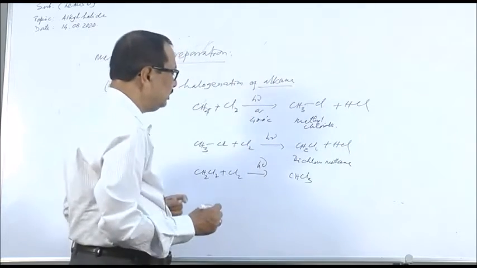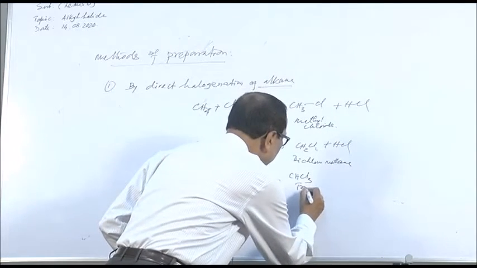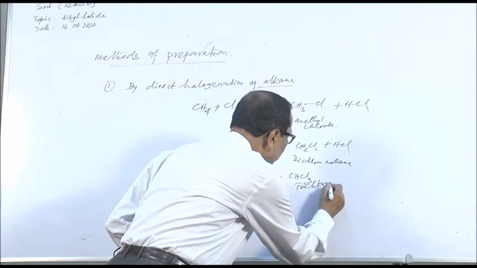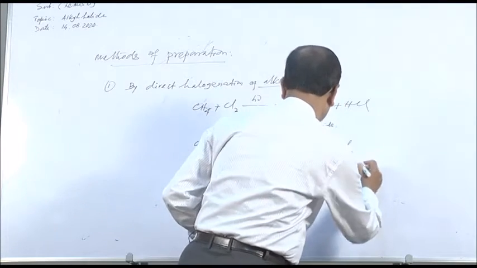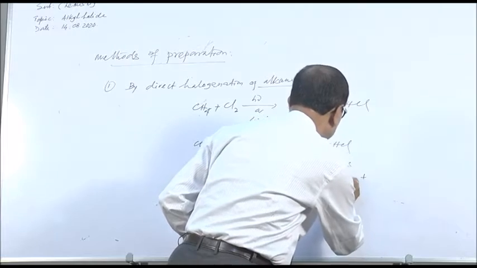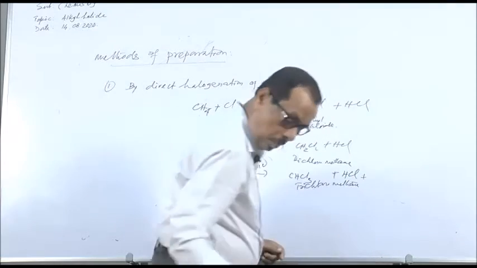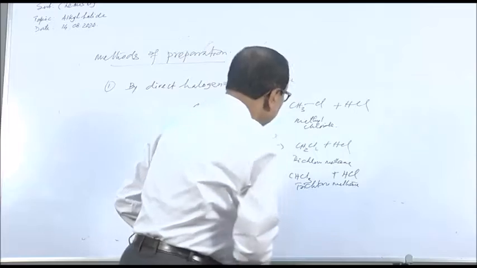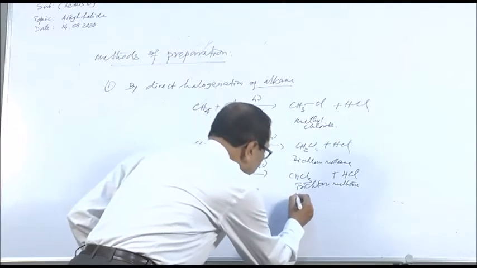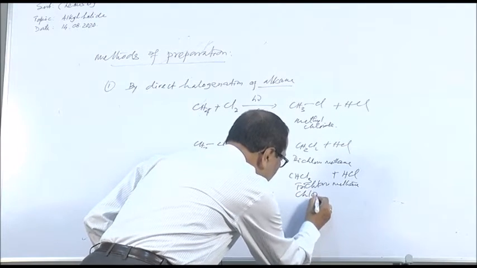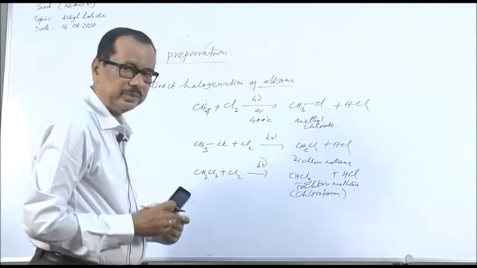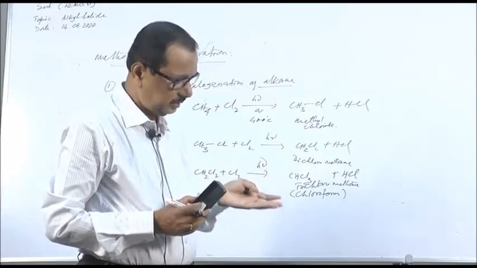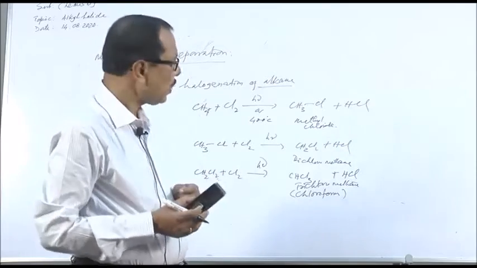CHCl3, trichloromethane, plus HCl. Trichloromethane is also called chloroform. As you know, students, chloroform is used as an antiseptic or anesthetic in your operations.